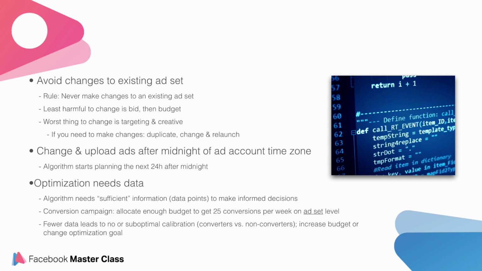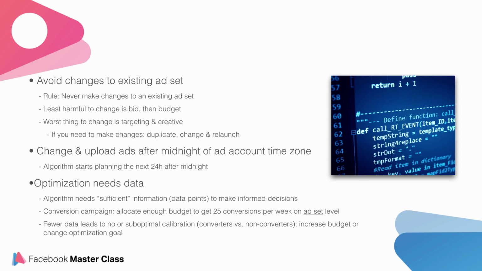And number 3, optimization needs data. Don't kill your campaigns too early. I'm just quoting Facebook here. Facebook says that the algorithm needs sufficient information no matter what your campaign goal is. The technical term here is enough data points. So for example, let's say you launched a conversion campaign, you want to generate leads, and the 3 things that the algorithm needs to gather sufficient data is time, enough ad spend, and the right optimization goal.